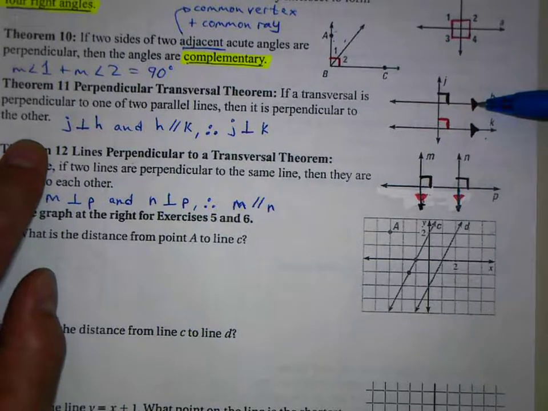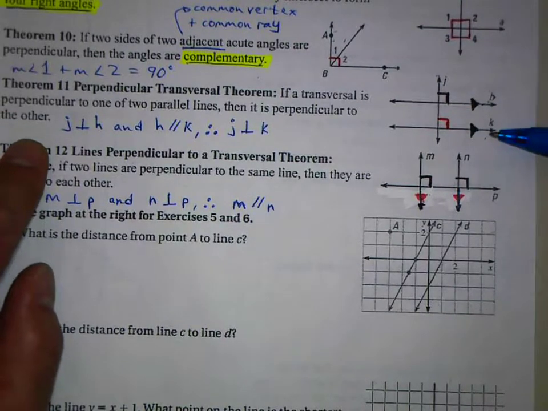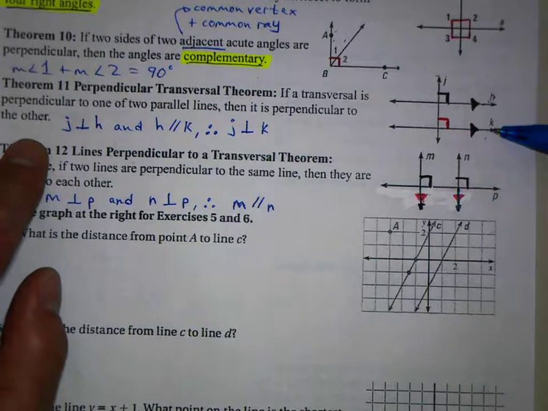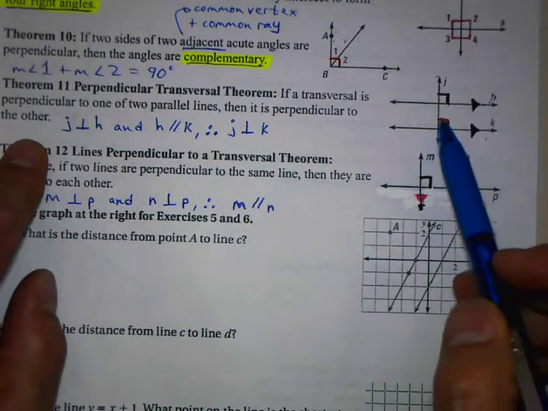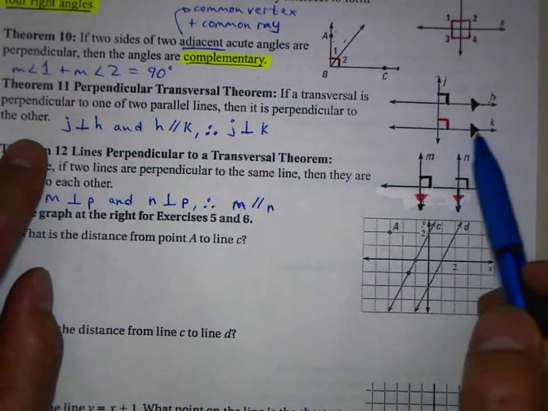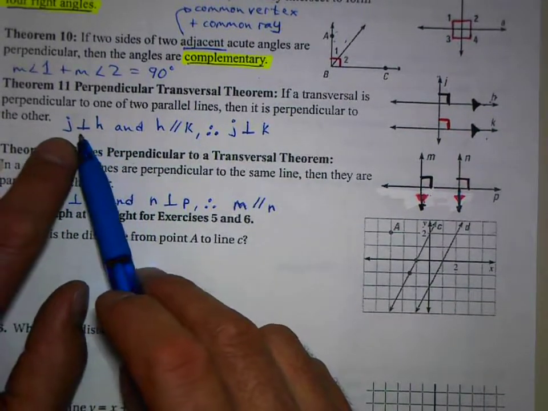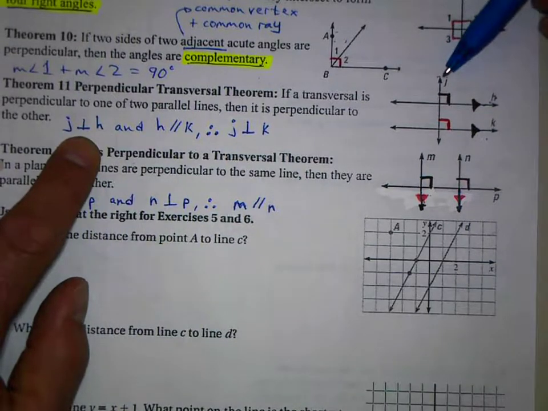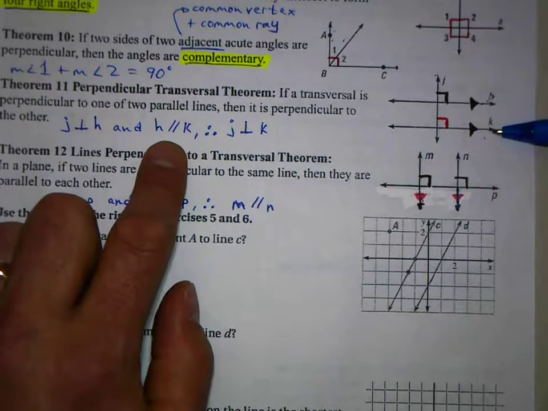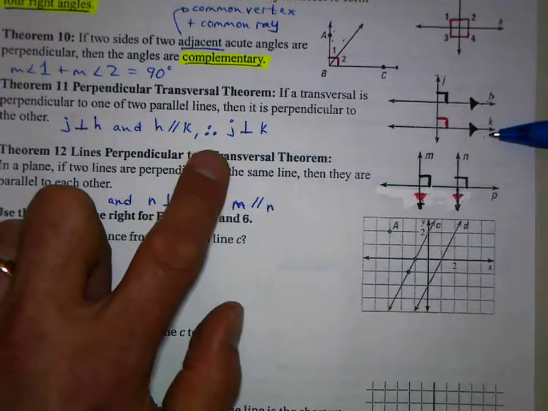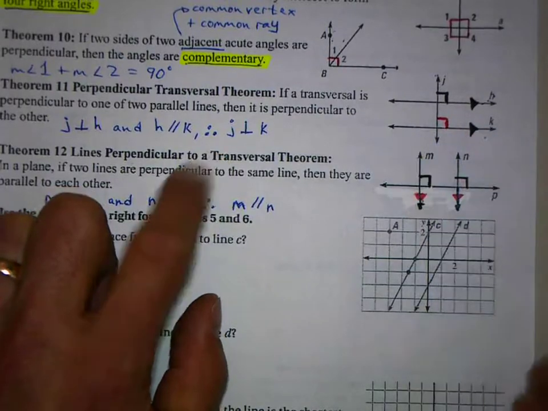So now we know that this top line is perpendicular to the transversal. Because the lower line is parallel to the top line, therefore this transversal is also going to be perpendicular to your second parallel line. So to write that in symbols, we'd say that J, your transversal, is perpendicular to H, and H is parallel to K. Then, or therefore, J, your transversal, is going to be perpendicular to K.